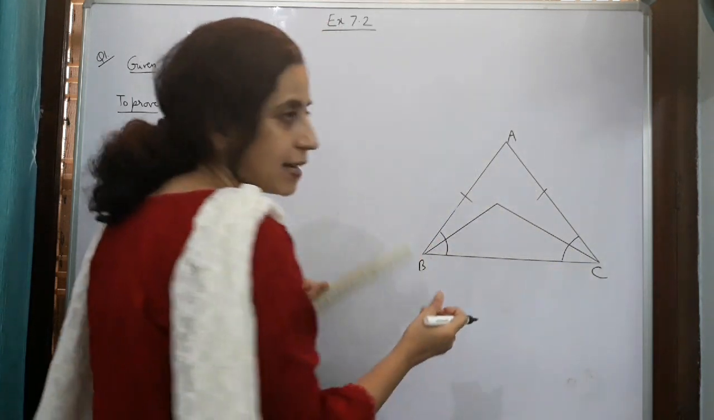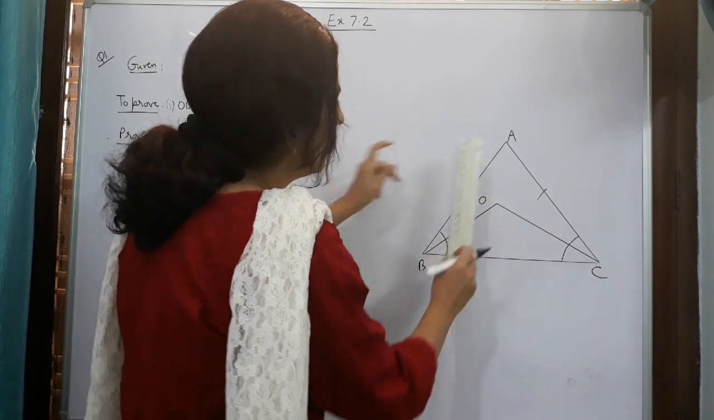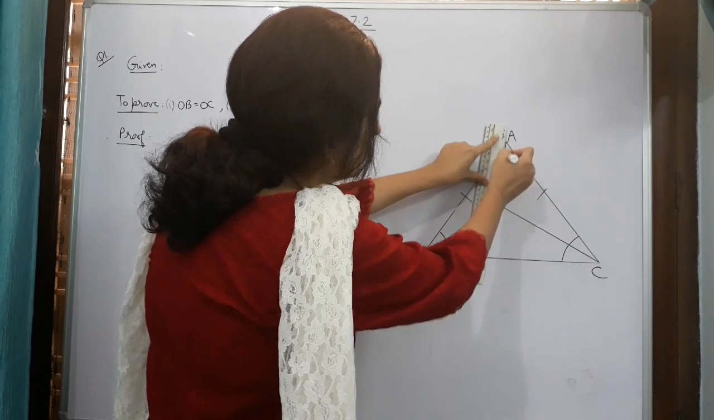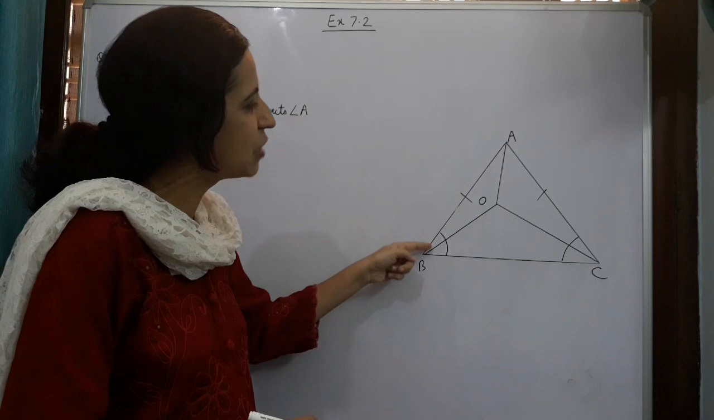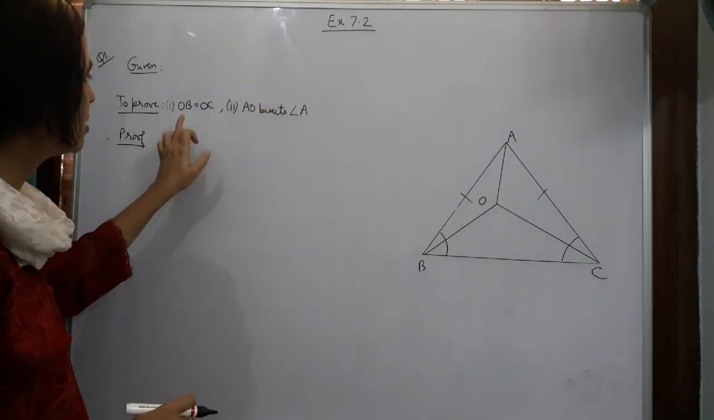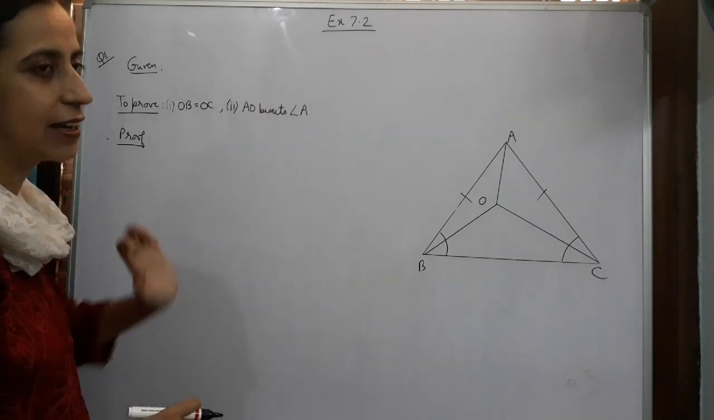Both these bisectors intersect at point O. This is given to us. Then they are saying join A to O. So we join A to O. So this is the figure that we obtain. Now we have to prove that OB is equal to OC and AO bisects angle A.